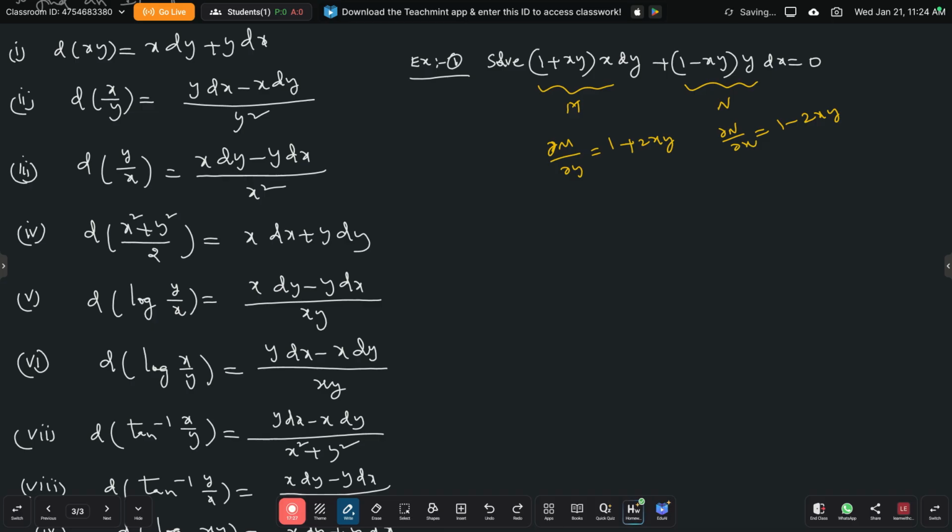Now we'll see what are the terms that were given in the differential equation itself, and we will try to rearrange. We'll see whether this can be converted to any of these formulas or not. For this, let us rewrite equation 1. Let us elaborate those terms. What is the first term here? x dy plus x square y dy, plus y dx minus x y square dx is equal to 0.